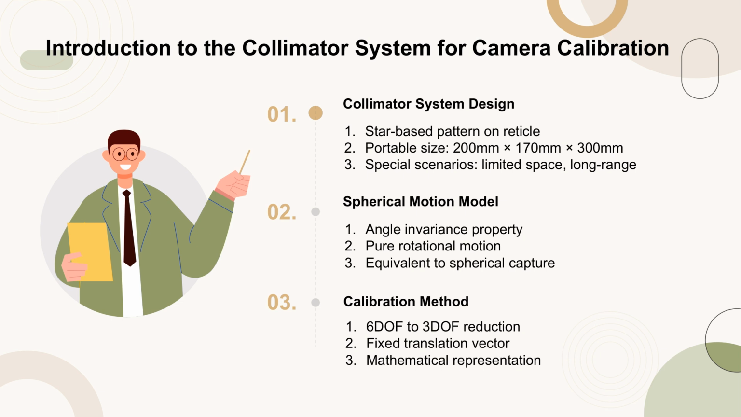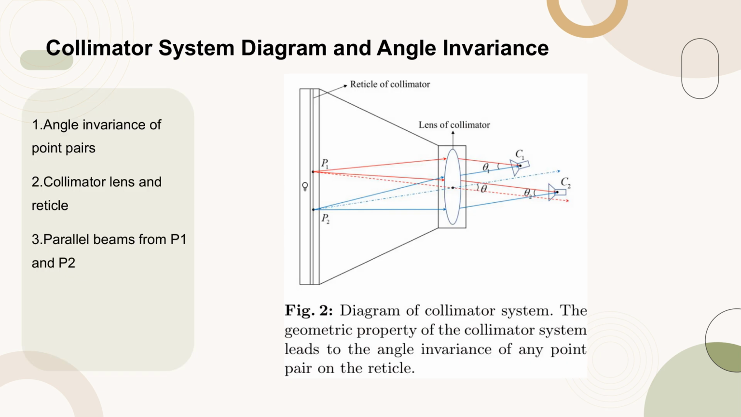The mathematical representation of the relative pose between the camera and the calibration target is given by a transformation matrix, which simplifies the calibration process. Figure 2 illustrates the diagram of the collimator system, highlighting its geometric properties. The collimator system is designed to maintain the angle invariance of any point pair on the reticle. This property is crucial for the calibration process, as it ensures that the relative motion between the calibration target and the camera conforms to a spherical motion model.